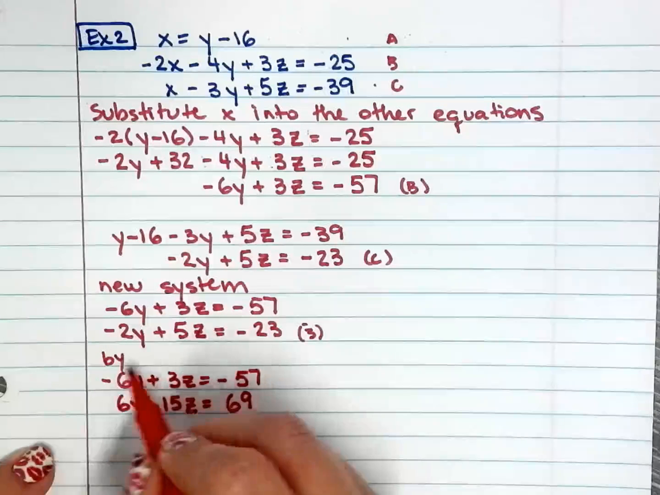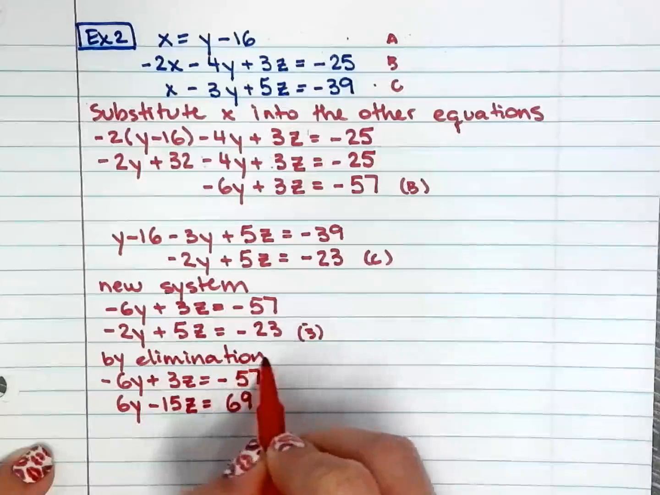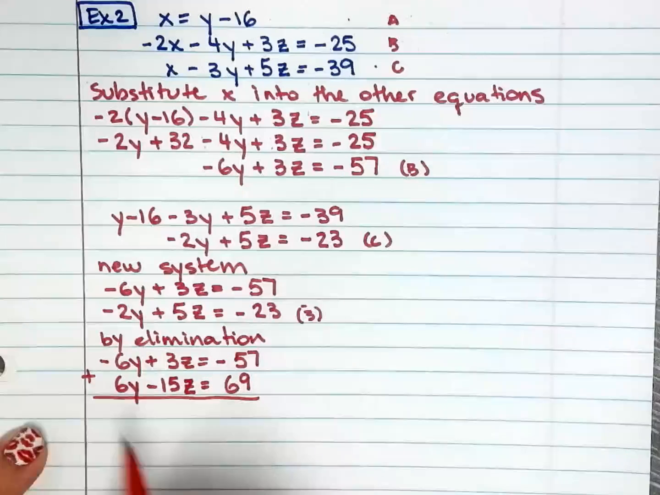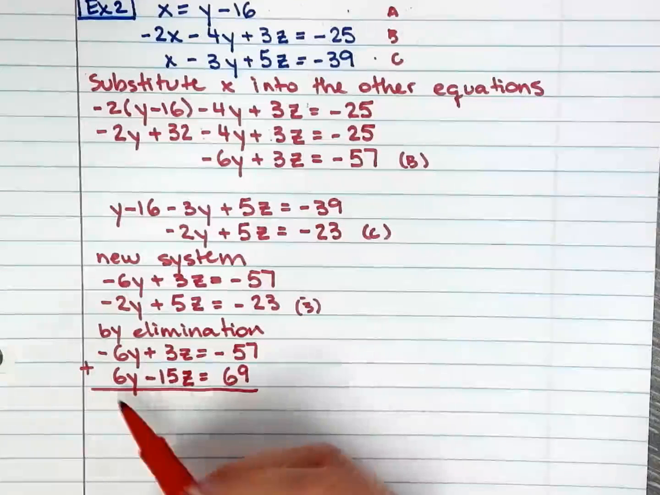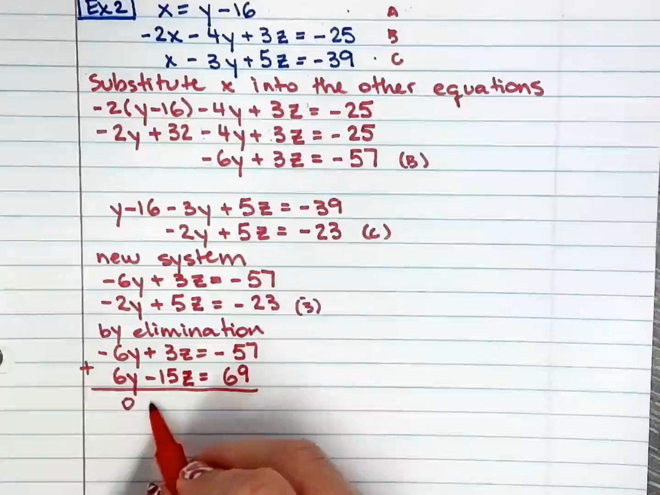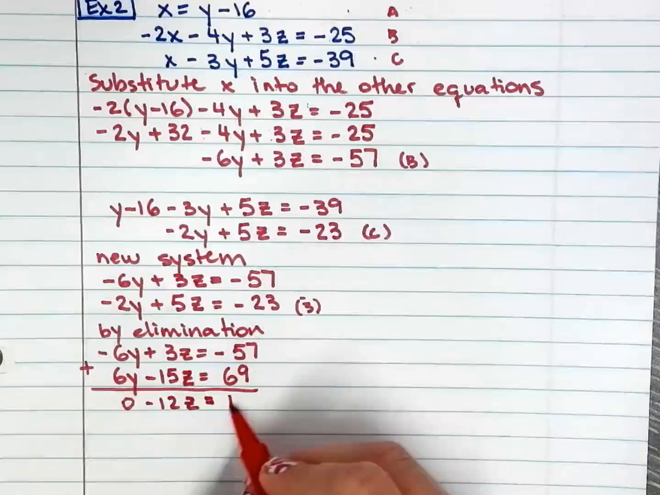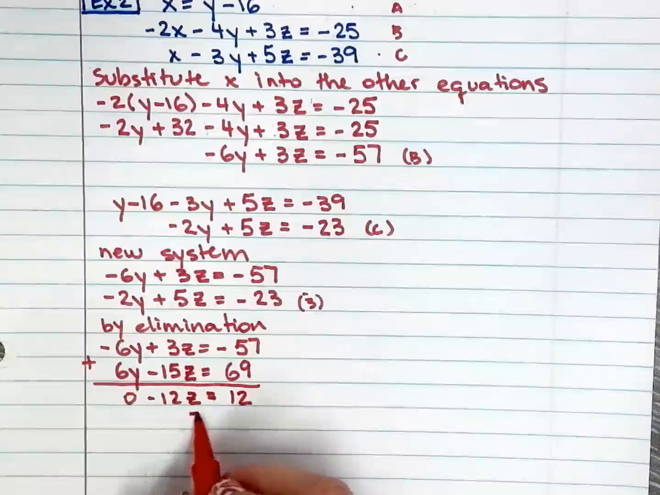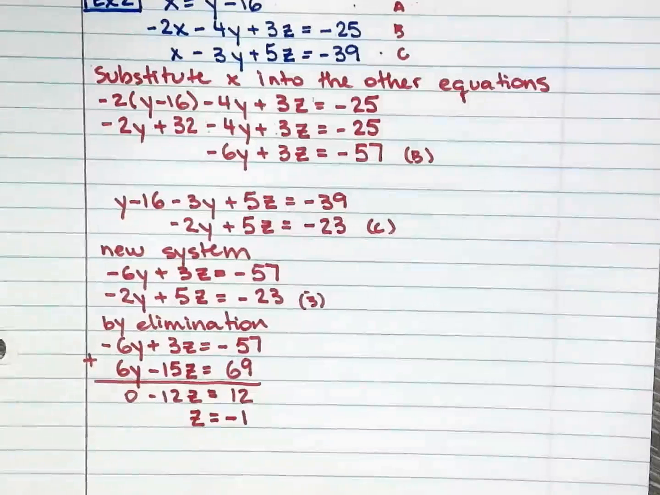So by elimination. That way you know. So when I add those two equations together, -6y plus 6y, I have 0y. Continue adding. Okay, divide both sides by -12. z equals -1. Okay, we're getting somewhere here.